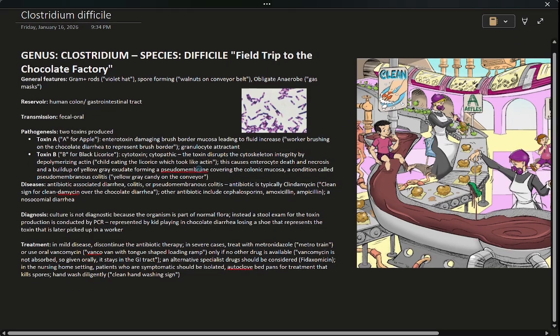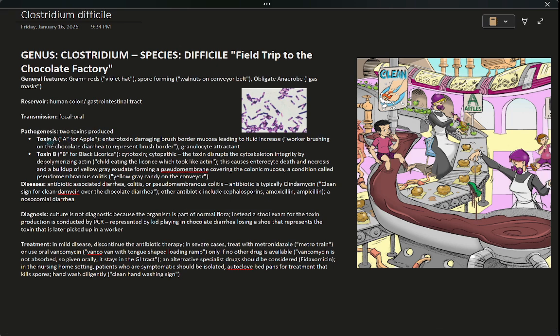So, regarding its pathogenesis, there are two toxins produced by this bacteria. The first toxin is called toxin A. So think about the sign that says A for apple over here. It is an enterotoxin that damages the brush border mucosa, which leads to the fluid increase in that mucosal space. And so think about the worker brushing on the chocolate diarrhea to represent the brush border.